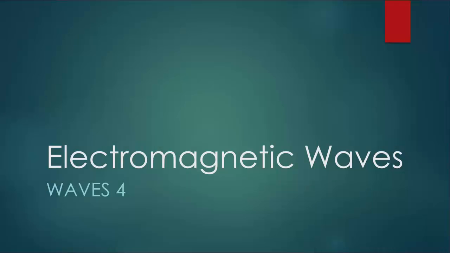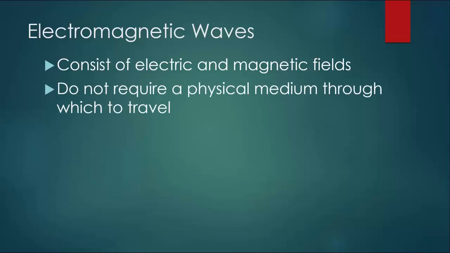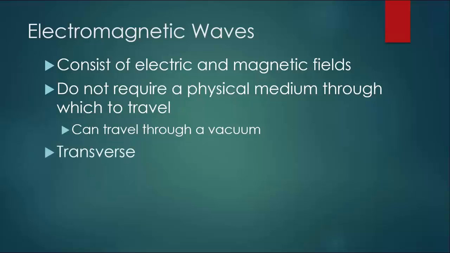This lesson is about electromagnetic waves. Electromagnetic waves consist of electric and magnetic fields. They do not require a physical medium through which to travel. This means that they can travel through a vacuum. And unlike mechanical waves, which can be transverse or longitudinal, electromagnetic waves are transverse only. Here's a video clip that shows and describes electromagnetic waves.